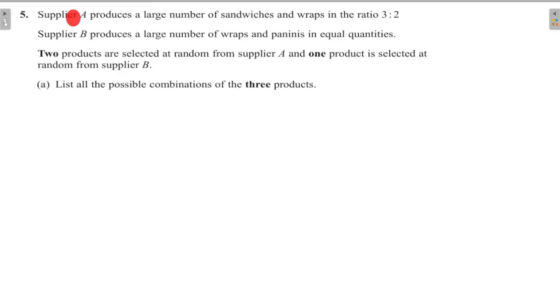Number 5. Supplier A produces a large number of sandwiches and wraps in the ratio 3:2 and supplier B produces a large number of wraps and paninis in equal quantities. Two products are from A and one product is from B. List all the possible combinations of three products.